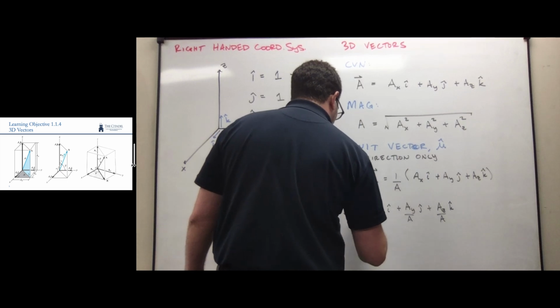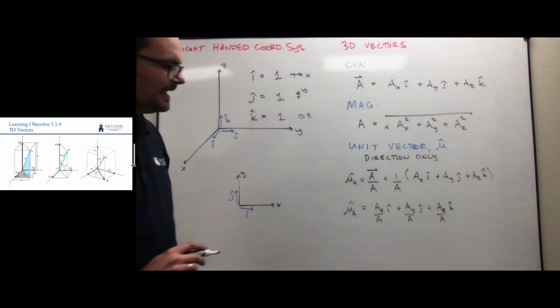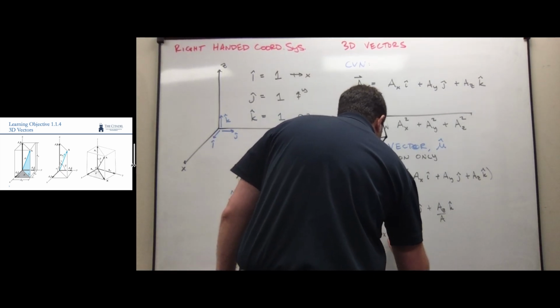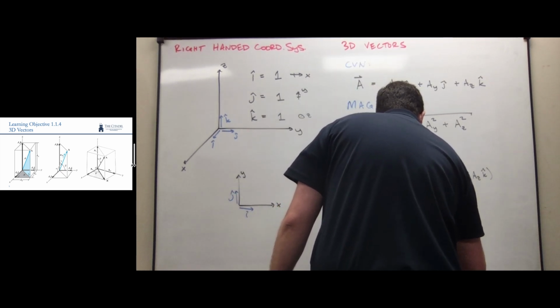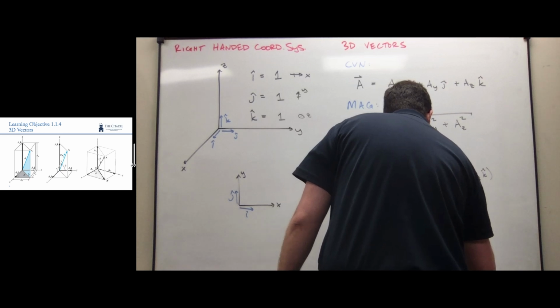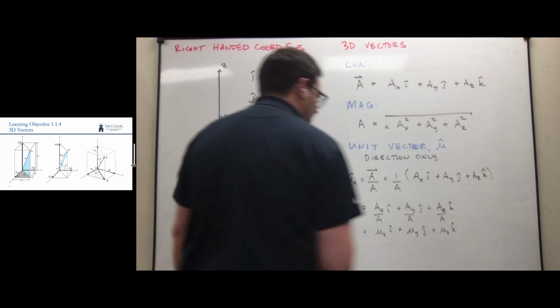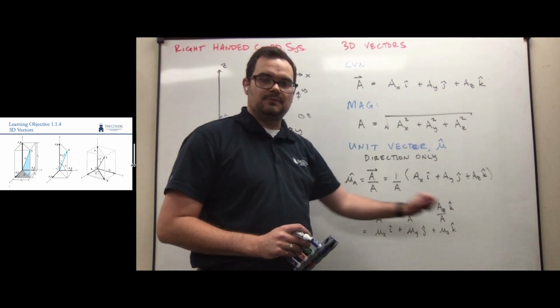Each one of these will be a value less than or equal to 1. That'll give us our unit vector. And after we've done that mathematics, we'll end up with singular, probably decimals or fractions, that give us the unit vector components in the x, y, and z direction, like so. Mu x, mu y, mu z.